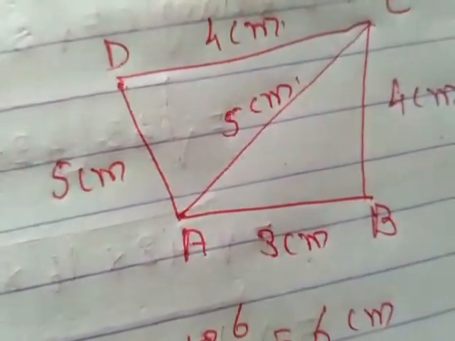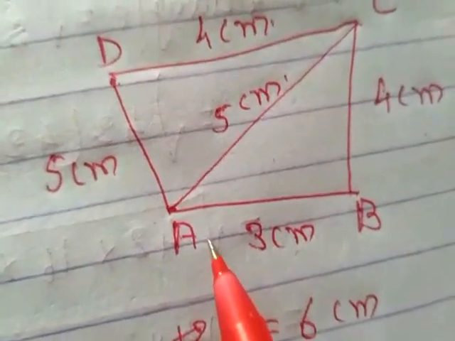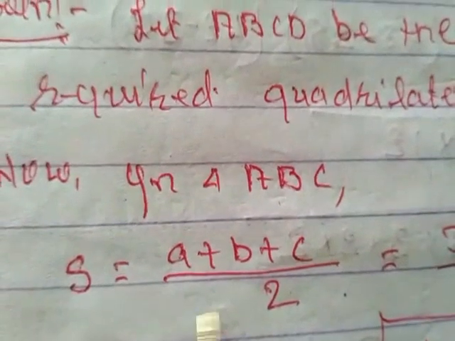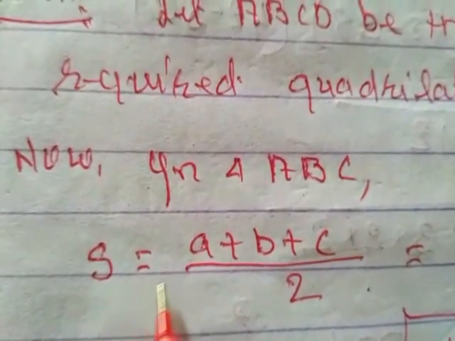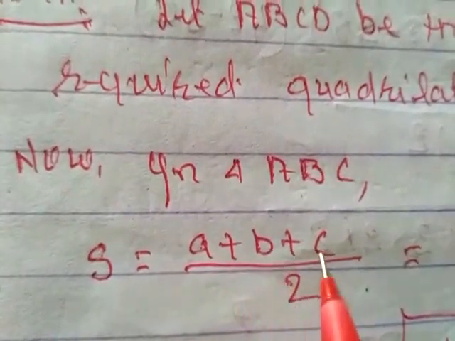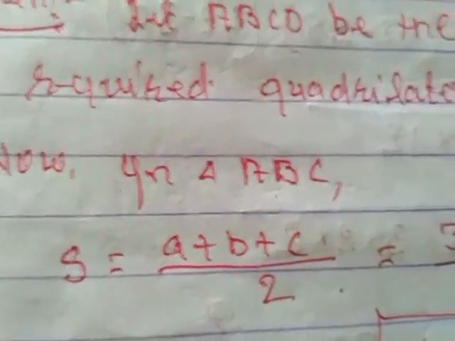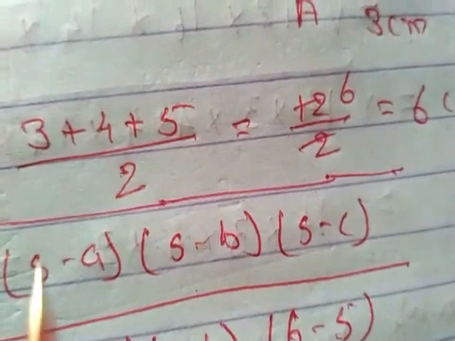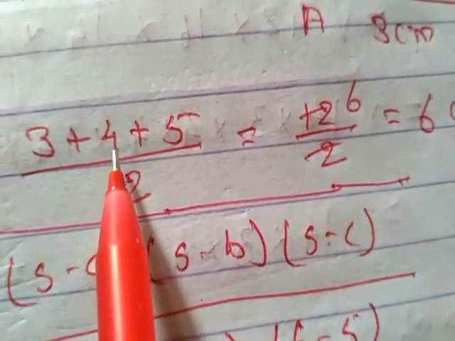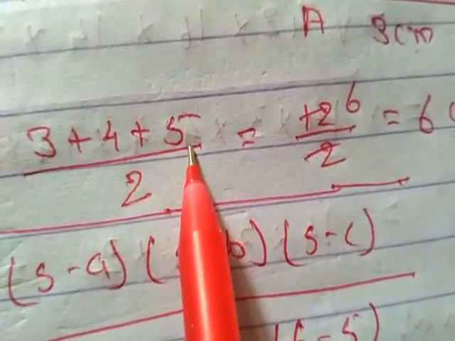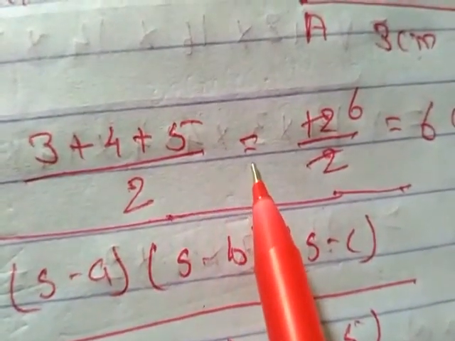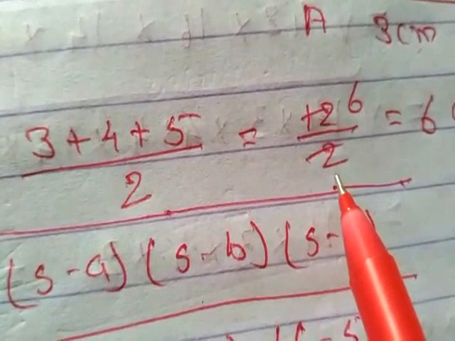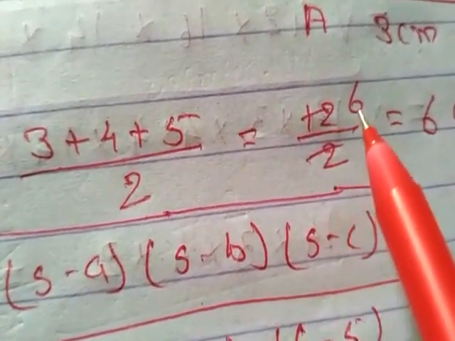So in triangle ABC we have S, that is semi-perimeter, equals (a plus b plus c) by 2. And the three sides of this triangle were 3 centimeter, 4 centimeter and 5 centimeter. So add them all, divided by 2. We got 12 by 2, which goes 6 times. So we got 6 centimeter as the required value for S.